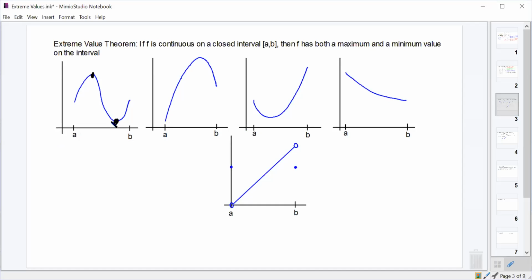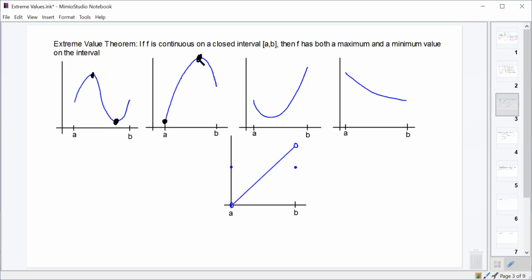Yes. All right. Both the absolute max and the absolute min are on the interior of the domain from A to B. What about the second one? It has an absolute min here and an absolute max up here. True? Hopefully.